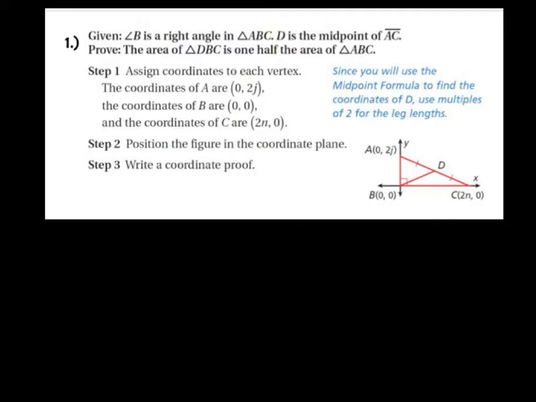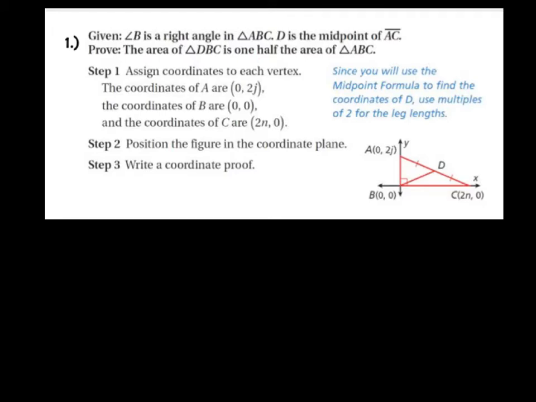So look at number 1. What they've done here is they've given us that angle B is a right angle in triangle ABC. So they gave me a picture here, but had they not given you a picture, you would have known to situate your triangle where angle B was at the origin, because that's your right angle, and then your other two vertices would be labeled A and C. Then they also told you that D is the midpoint of AC, which they have placed right here, and you notice that they have put the little congruent marks there for you. And then you're trying to prove that the area of triangle DBC is half the area of triangle ABC.